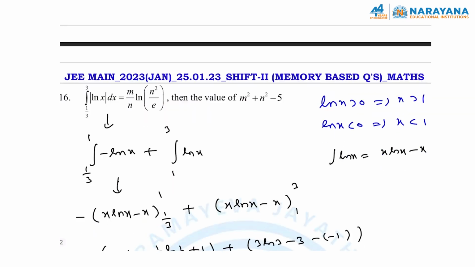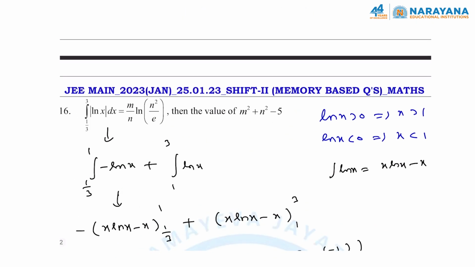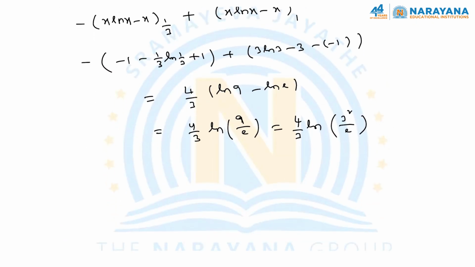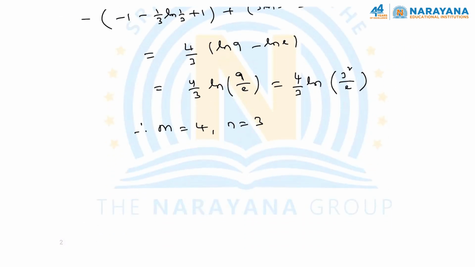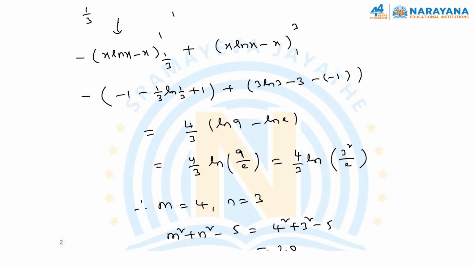Now if you compare with the given thing, in the place of n we are having 3, in the place of m we are having 4. So therefore m equals 4 and n equals 3, and he is asking m square plus n square minus 5. M square plus n square minus 5 is equal to 4 square plus 3 square minus 5, which will be 20. So these simplifications you can do easily.